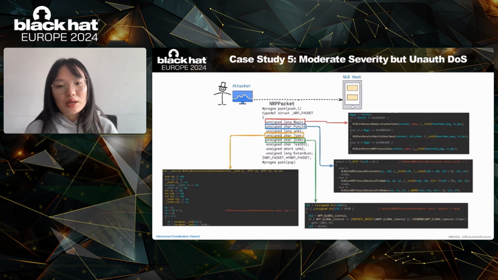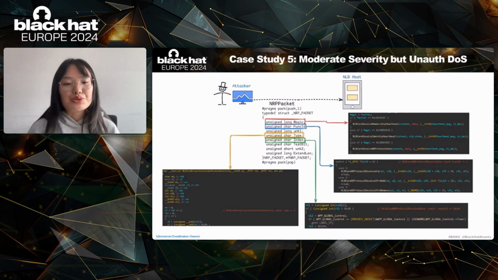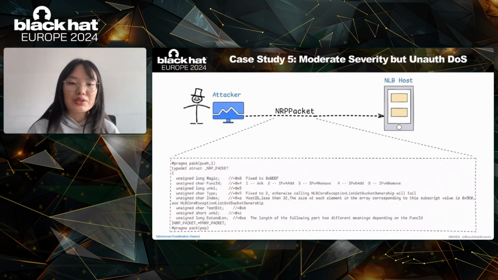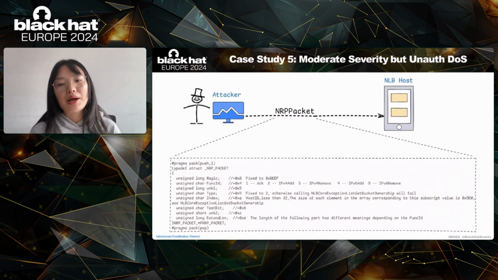And number 3 is about the type. We need to bypass the check of NLB core exception list IPv4, which means that we need to set the type field to true. And the next one is about the index. The index field is checked to ensure it must be less than or equal to hex 20 to bypass the safeguard conditions. As we completed the previous analysis, we finally construct the NR packet as shown here.